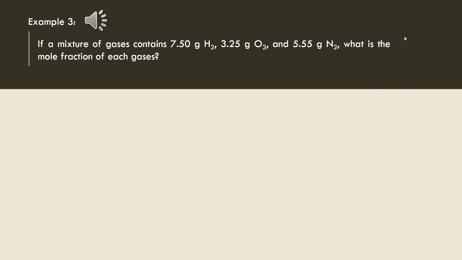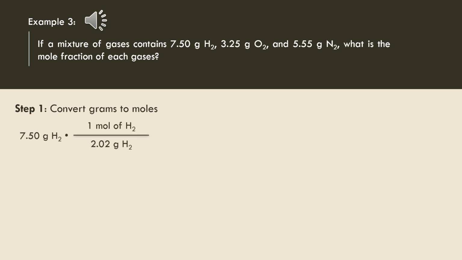Example number 3: if a mixture of gases contains 7.50 grams of hydrogen, 3.25 grams of oxygen, and 5.55 grams of nitrogen, what is the mole fraction of each gas? To get the mole fraction of each gas, first you need to convert grams to moles. To convert grams to moles, place your 7.50 grams of hydrogen and multiply it by 1 mole of H2 divided by 2.02 grams of H2.